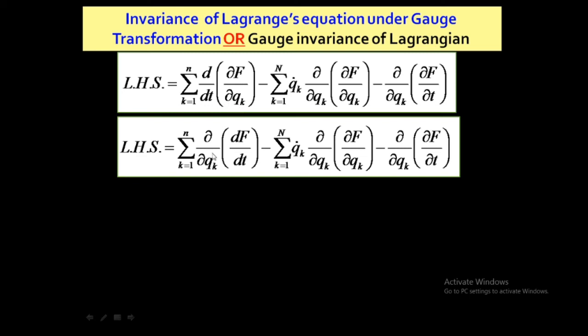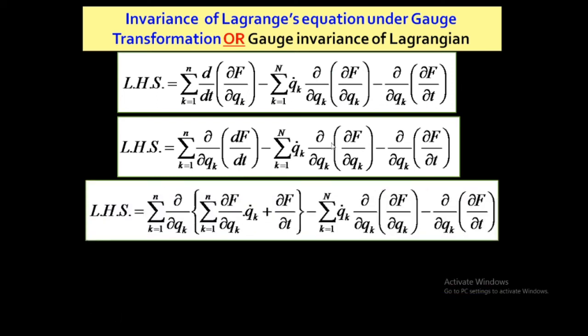Why am I doing so? Because I know the value of df by dt from equation number 1. F is any arbitrary function and we have derived this f with respect to time. So df by dt is summation over k del f by del qk into qk dot plus del f by del t. From equation number 1 I know the value of df by dt, so I am replacing df by dt in the first term with this value from equation 1, and both remaining terms are as it is.